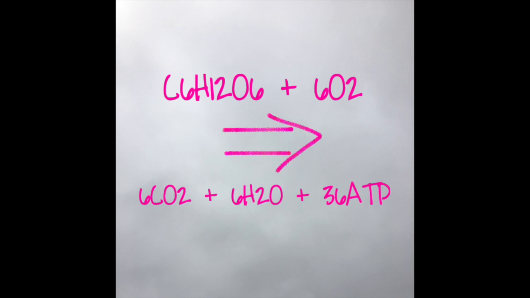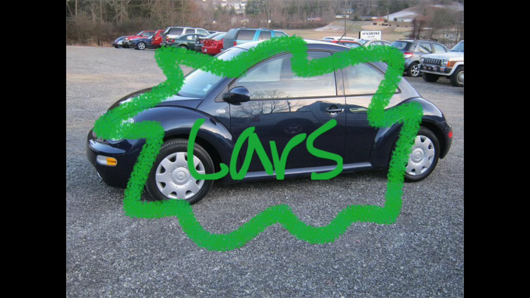We can write out this equation as C6H12O6 plus 6O2 yields 6CO2 plus 6H2O plus 36 ATP. Next up, cars, such as my BMW Bug, contribute immensely to the release of carbon.